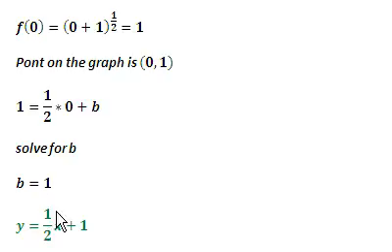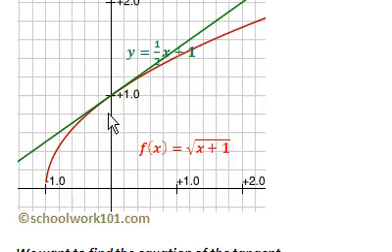Well, now that we have b, we can go ahead and finish this. So we found the slope, and then we found b. So this is the equation right here to the tangent line. It's 1/2 x plus 1. So now that we go back up to the graph, that's what we're making out right here, 1/2 x plus 1, the equation to the tangent line. So follow those steps, and you should be able to do that for any function at any x value.